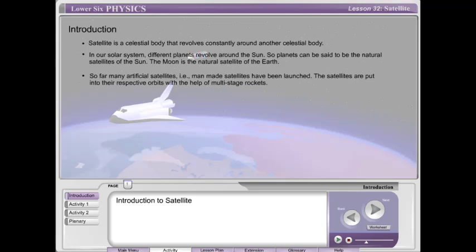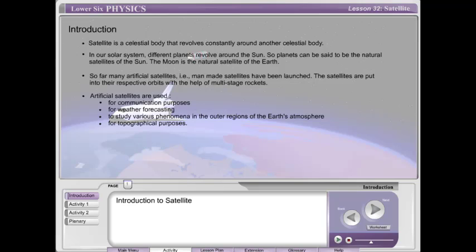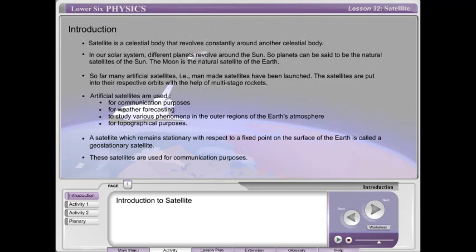So far, many artificial satellites, that is, man-made satellites, have been launched. The satellites are put into their respective orbits with the help of multi-stage rockets. Artificial satellites are used for communication purposes, for weather forecasting, to study various phenomena in the outer regions of the Earth's atmosphere, and for topographical purposes. A satellite which remains stationary with respect to a fixed point on the surface of the Earth is called a geostationary satellite. These satellites are used for communication purposes.